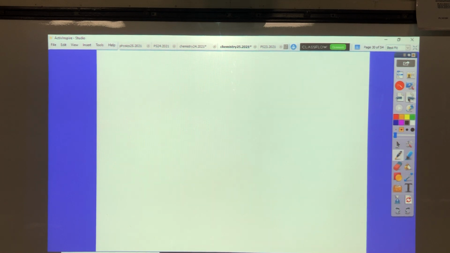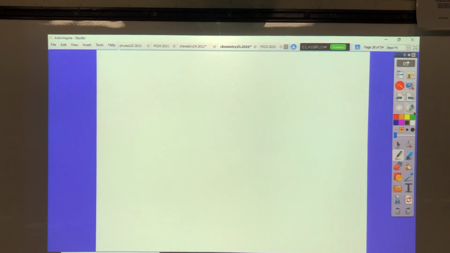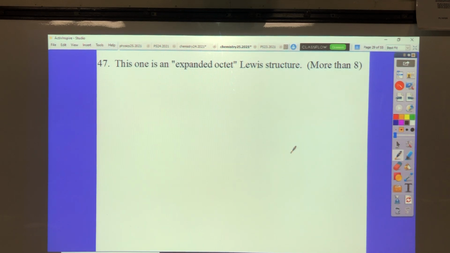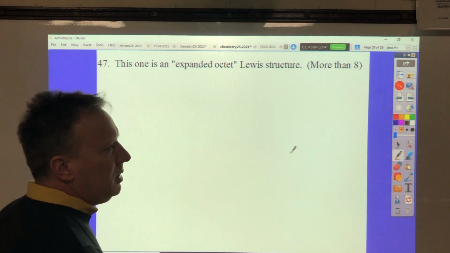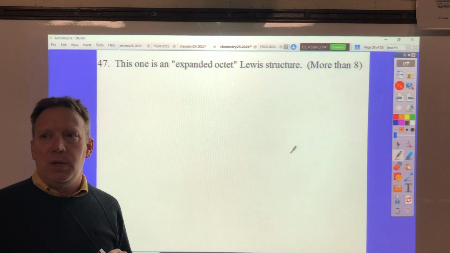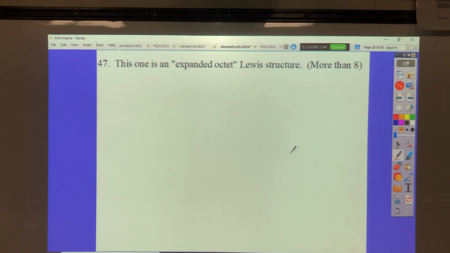This is an expanded Lewis structure. Okay, I don't remember doing that one in the other class. ClF3. Okay, so edit, copy, edit, paste. Go back here, clear the annotations. Okay, I'll tell you when it's an expanded octet. I won't give you an expanded octet on the test because they're not something you're going to run into often enough to worry about. But it is important to be able to do them.